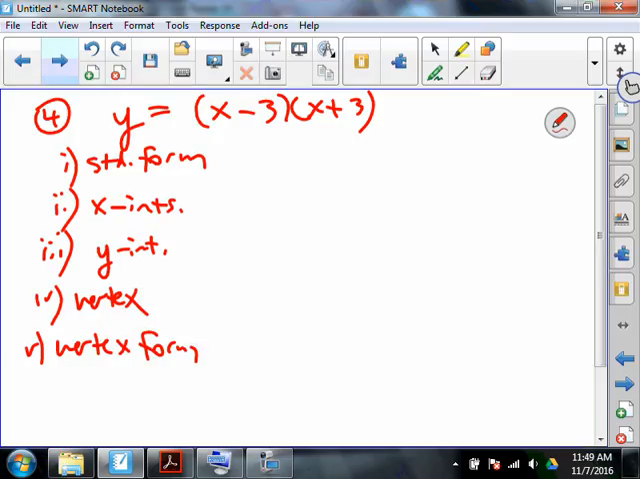Okay. So standard form, you're just going to expand the thing, FOIL it out. That'd be x squared minus 9. X-intercepts would be negative 3 and 3.